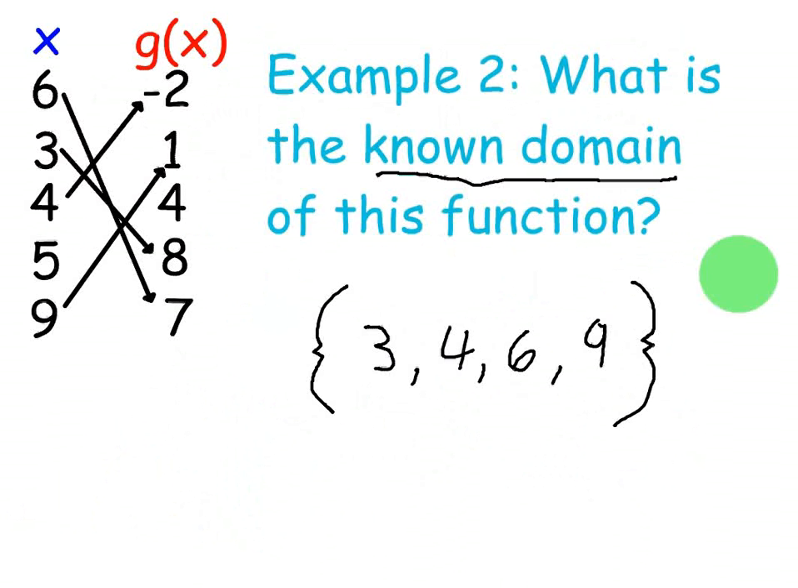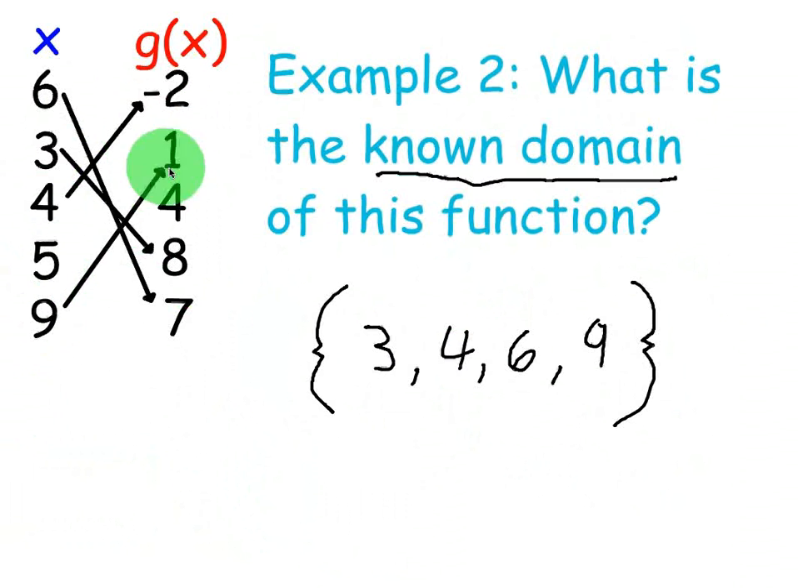If we look at this chart, 6 goes to something, and it doesn't even matter what it goes to as long as it goes to something. 3 goes to something, 4 goes to something. 5 does not go anywhere. This is a function map, remember, and if the arrow doesn't go anywhere, then it doesn't have an output.